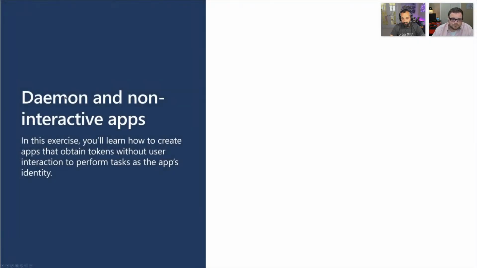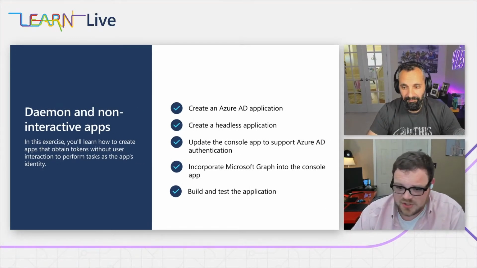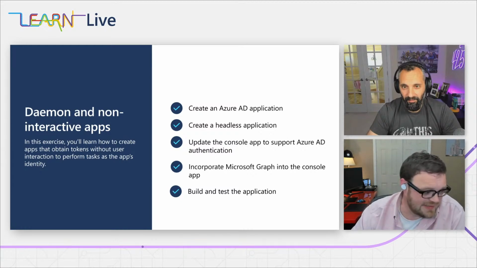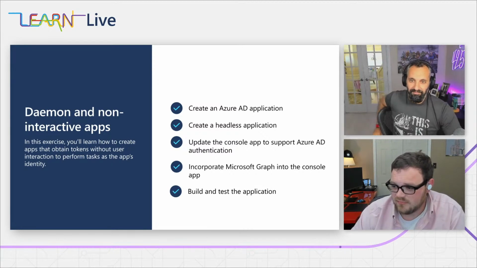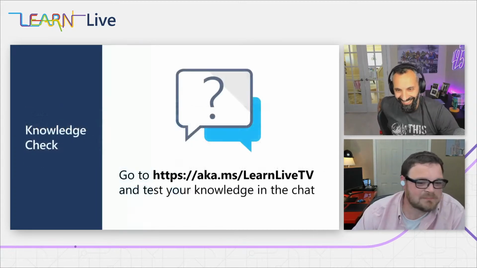So, what did we learn in our daemon and non-interactive apps? Well, we created an Azure AD app. We created the headless app itself, updated our console app to support Azure AD, added Graph into the console, and then we built and tested the application, and we saw my mail, that apparently one of my services is about to lose some data. So I should probably go and check that afterward.